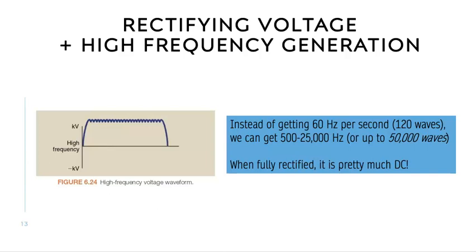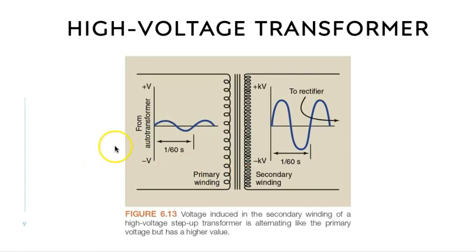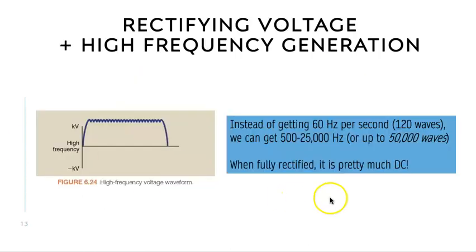This creates an incredible potential between the negative of the cathode and the positive of the anode. Now, instead of getting 60 hertz, or 120 waves per second, that we were getting out of the outlet, we can use a high frequency generator and get up to 50,000 waves, or much more waves to work with. So now we never have a value that drops all the way to 0. What does that mean exactly?